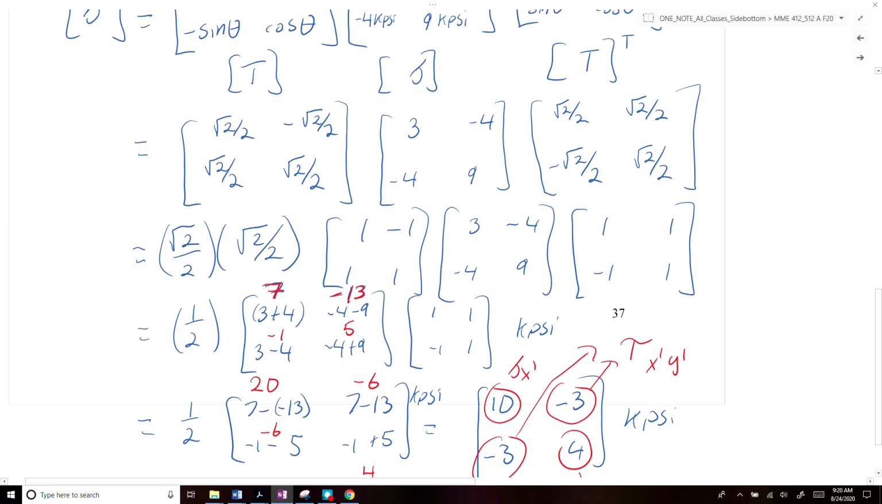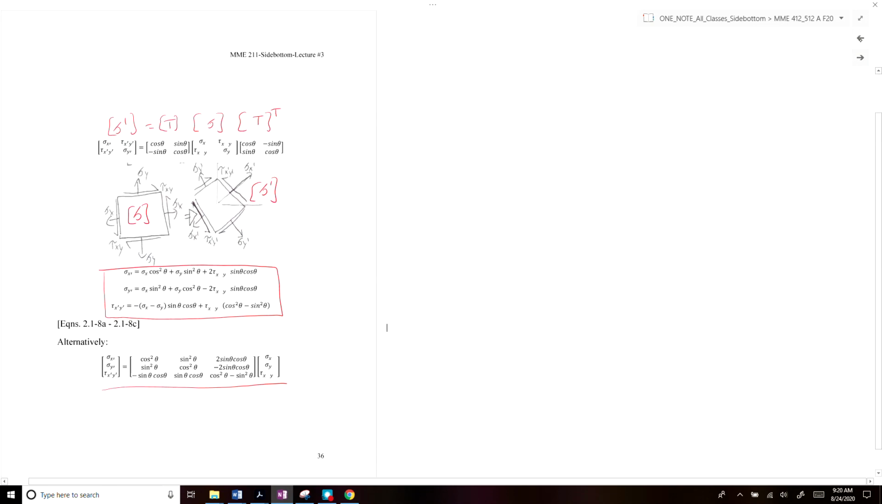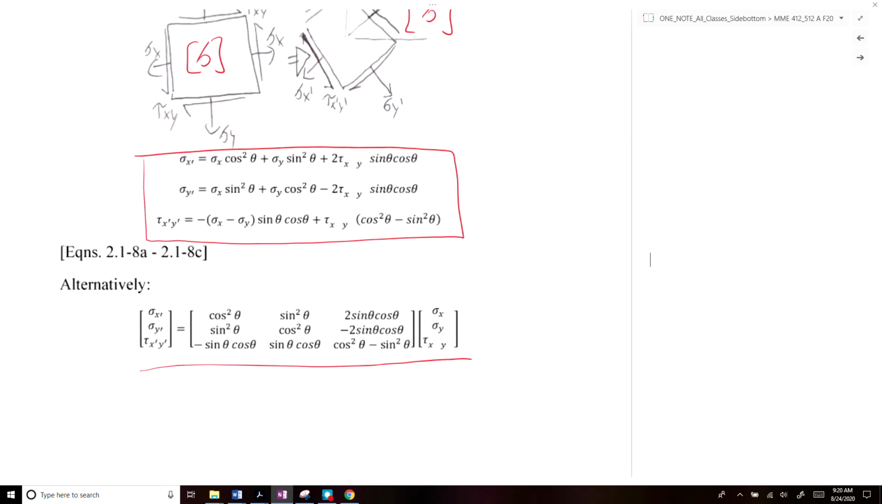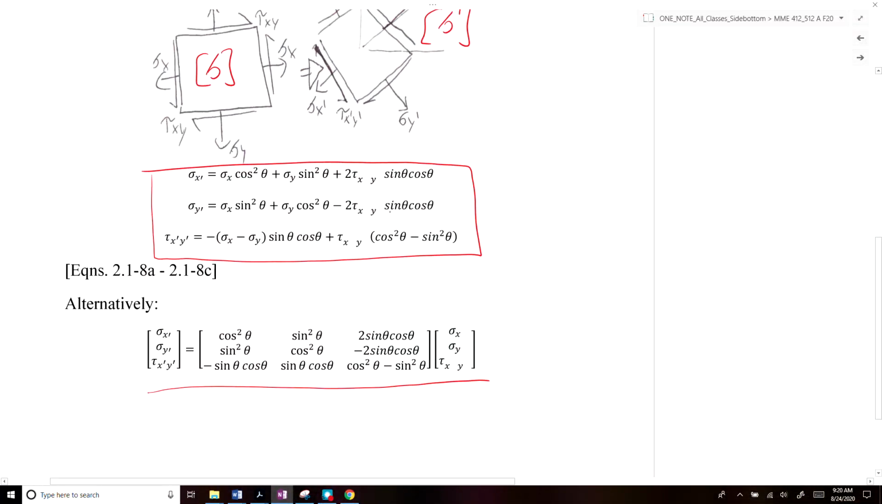Alternatively, you could have used these algebraic equations, plugging in the values for sigma x, sigma y, and tau xy, and all the trigonometric functions to determine sigma x prime, sigma y prime, and tau x prime y prime. That would be totally fine. Or you could have used this equation on the bottom where you would have only had to do a single matrix multiplication. So whatever is easiest for you to do, you're more than welcome to do that. The nice thing about using the matrix method is that though you have to use linear algebra, you get all the answers once you're finished.